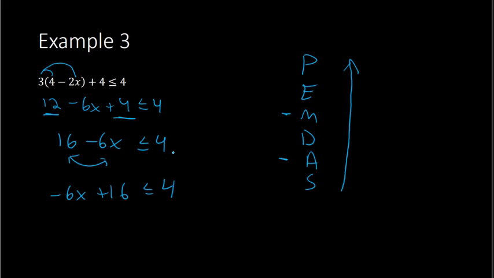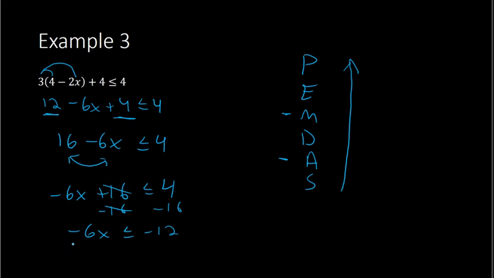So that's multiplication. So I begin with the addition first, and move that over by doing the opposite, which is subtracting. So I subtract 16 from both sides. I have negative 6x on the left, and then 4 minus 16 is going to be negative 12 on the right.